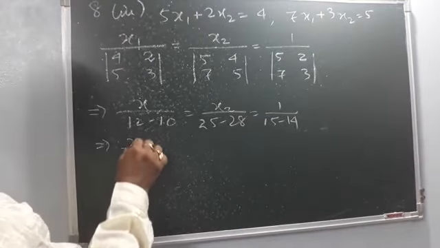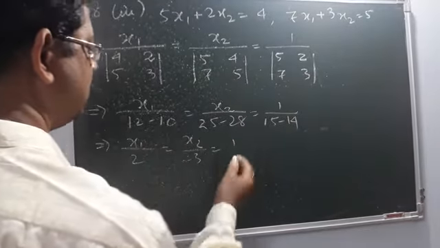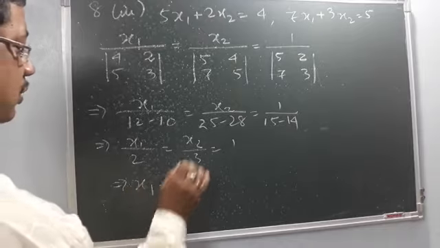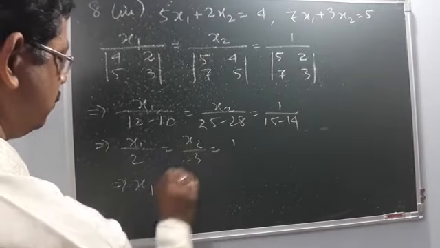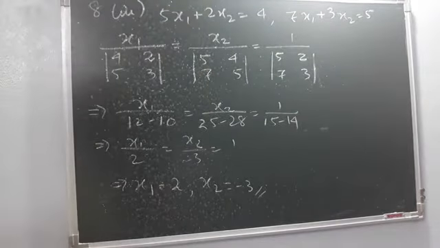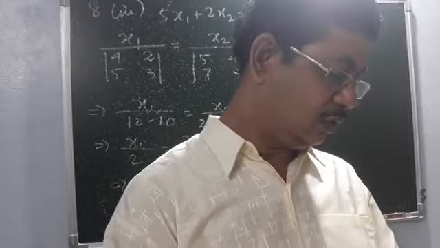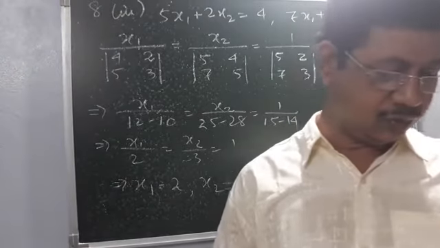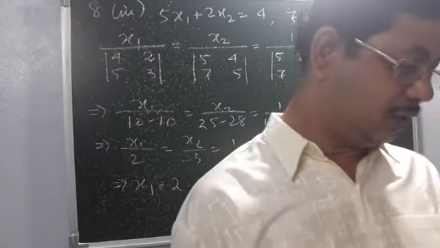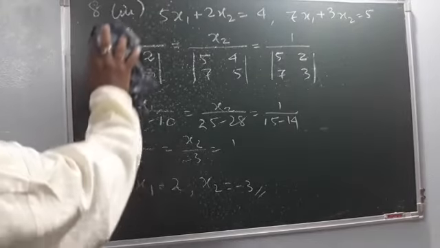So what do we get? x1 by 2, x2 by minus 3, and this is 1 by 1, that is 1. So what will be x1? After hiding this one, 2 into 1 is 2, and x2 is what? Minus 3. So see, this way we can find the values of x1 and x2. Now students, I expect that you will try to do it if there is more than one variable, just like question number 3, suppose question number 4, then I will proceed with how to do this one.